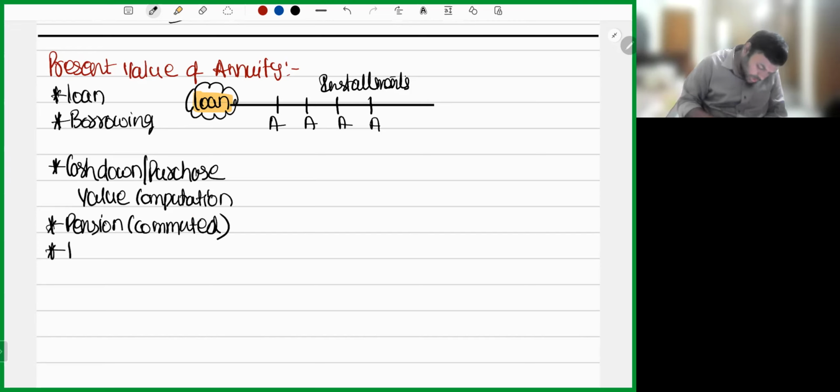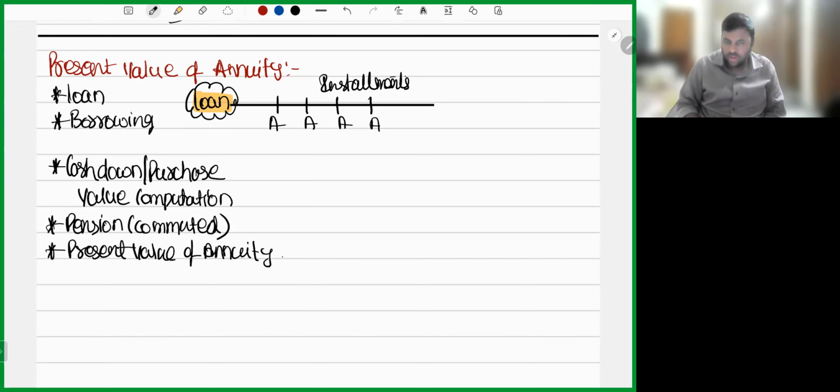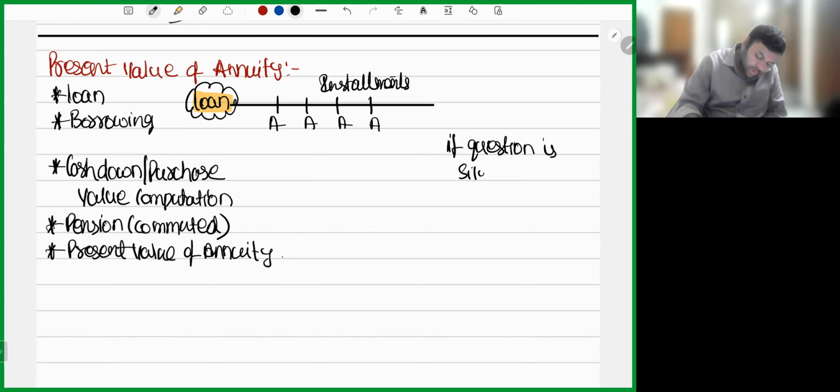When the question is specifically asking you to compute present value of annuity. Be careful, my dear friends, when your question is asking only present value, that is the compound interest sums we have done earlier. The question must use the word annuity or installment, then only will you apply this annuity concept. Sir, what if the question is silent? We get this doubt every time. If the question is silent, what method will you apply?